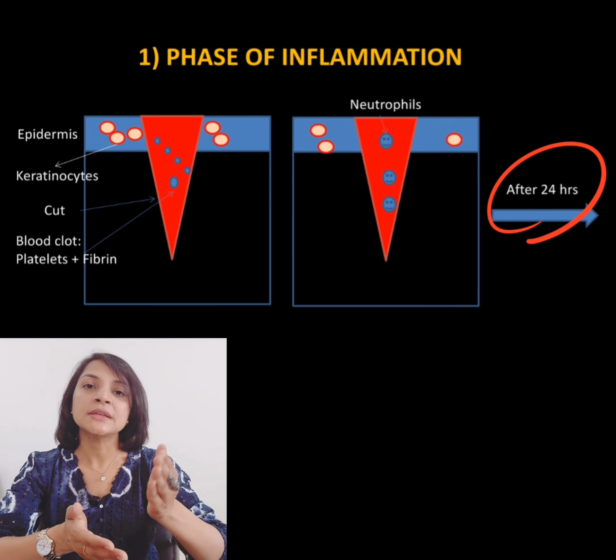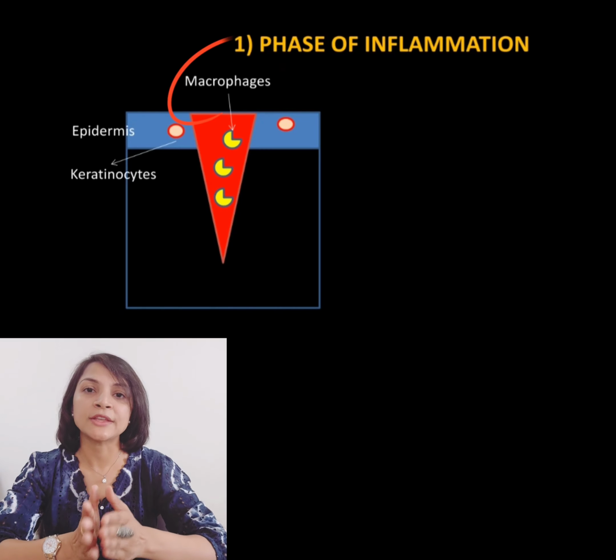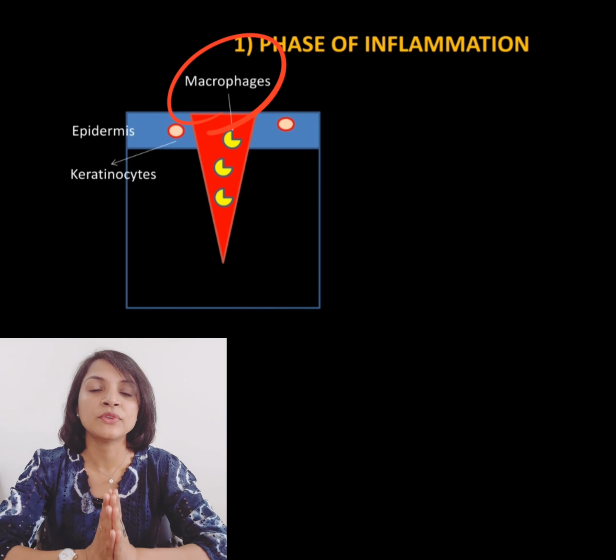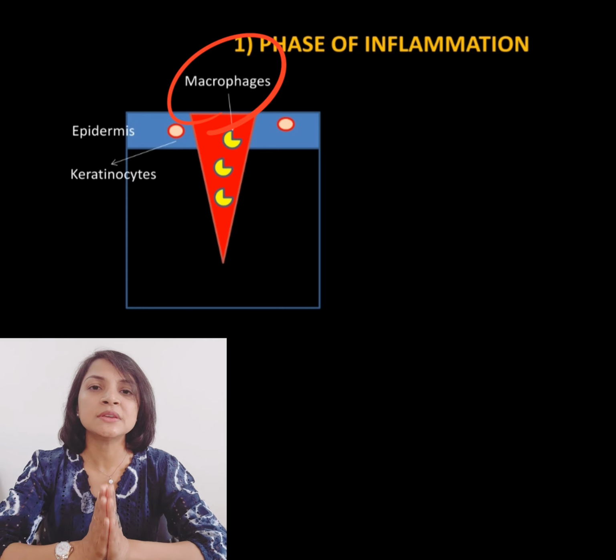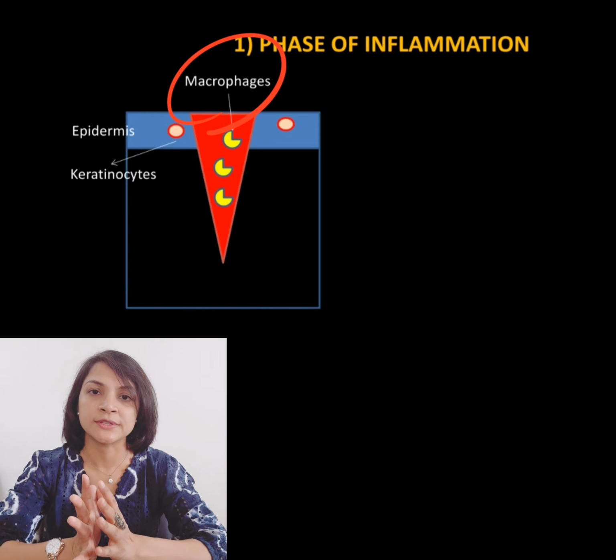After 24 hours, these neutrophils will go away and gradually there is an increased number of macrophages. These macrophages, they will do all the debris phagocytic process.